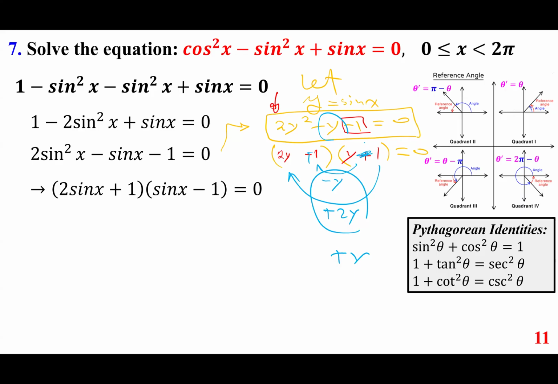It's up to you whether you want a substitution or not. In any event, either the first one, 2 sine x plus 1, is 0, or the second one, sine x minus 1. So sine x is either -1/2 or 1.